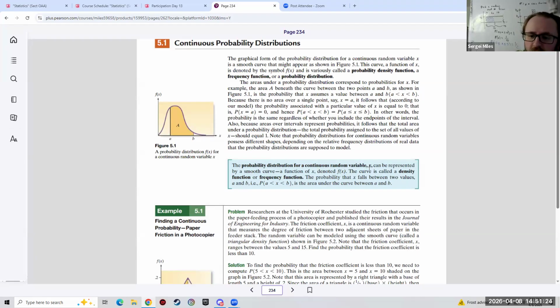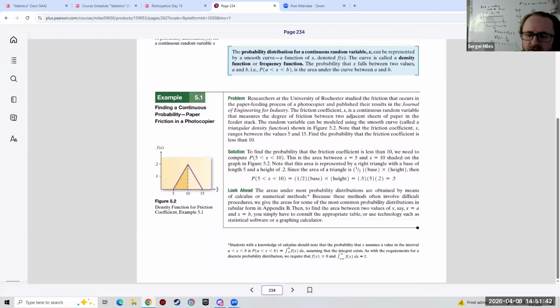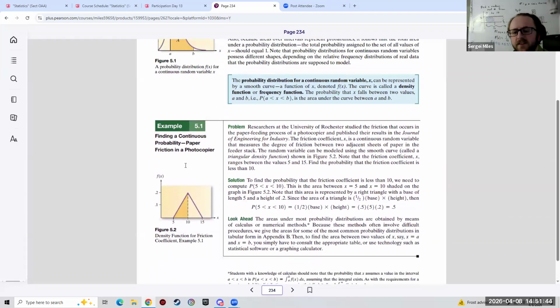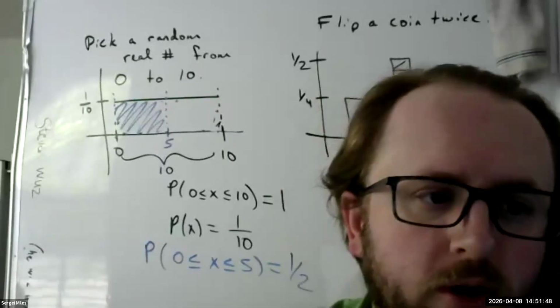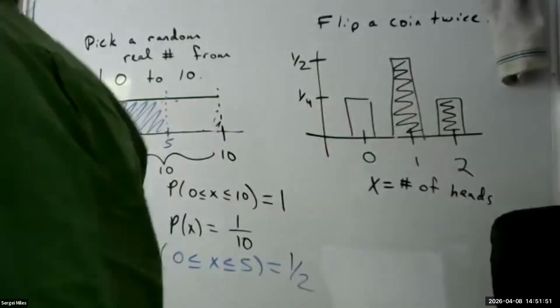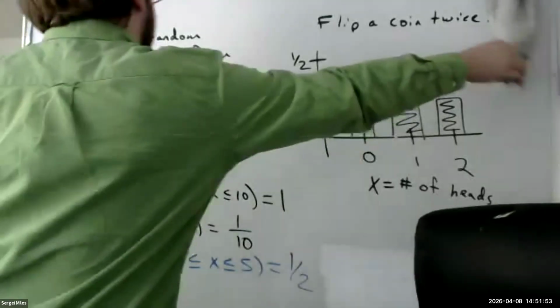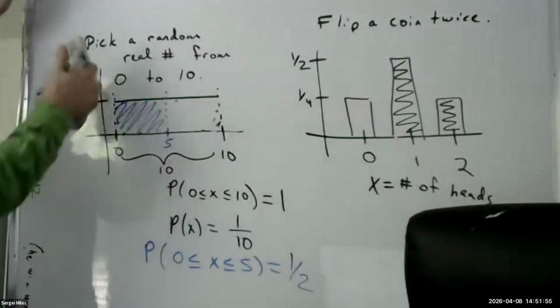All right. So this curve is called the density function or the frequency function. And the probability that x falls between some two boundaries, A and B, is the area under that curve between A and B. All right. So this is the working definition we're going to be using. To get practice with this, we want to look at this next example, example 5.1. And I'm going to switch to the whiteboard here as we work through this example. All right. So let me erase what we just did.